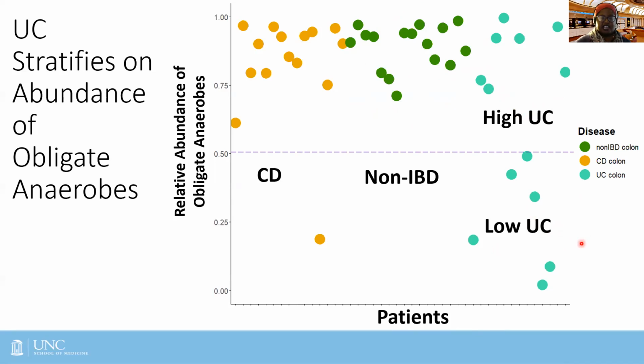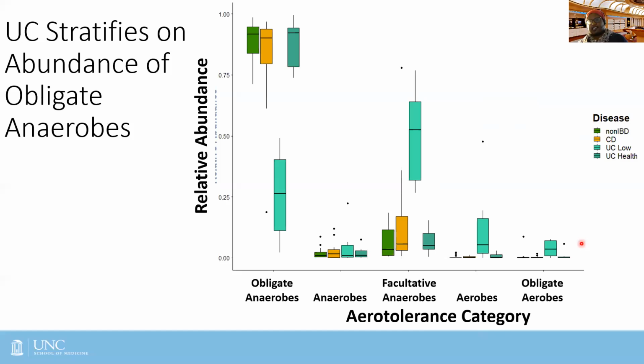So we decided to split these patients into subgroups and reperform our aerotolerance analysis. As you can see here, it does seem that our UC patients stratify in the relative abundance of obligate anaerobic species that we see within our cohort. We performed a test looking at the overall distribution, and we compared these patients to our high group, or our UC health-like patients. They seem to have a fairly similar distribution from an aerotolerance perspective, in contrast to our low patients, which are radically different.